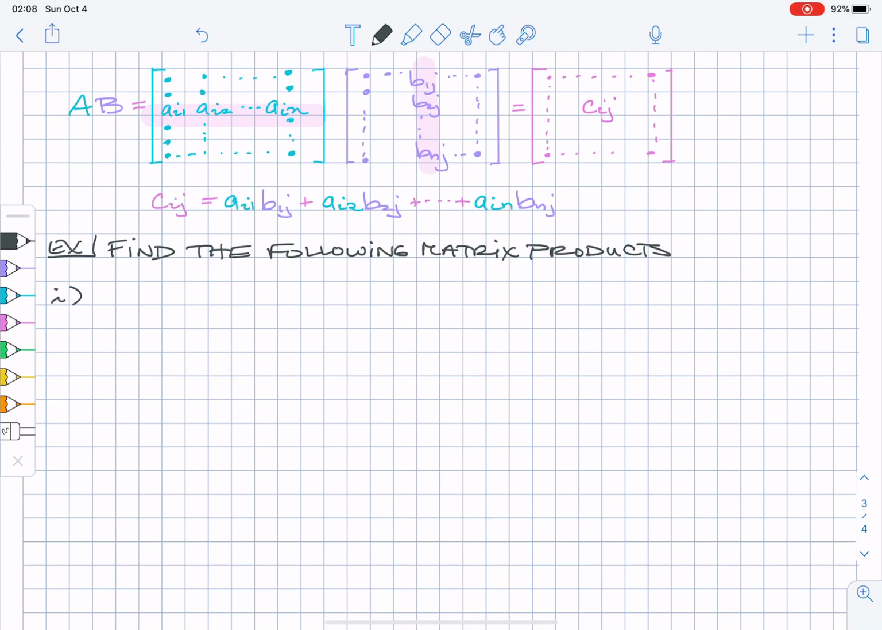Find the following matrix products. Okay, so number 1, let's say we have A equal to 2, 4, 1, 7, 3, 5. And let's have B equal to 1, 0, 0, 1, and 2, 3.